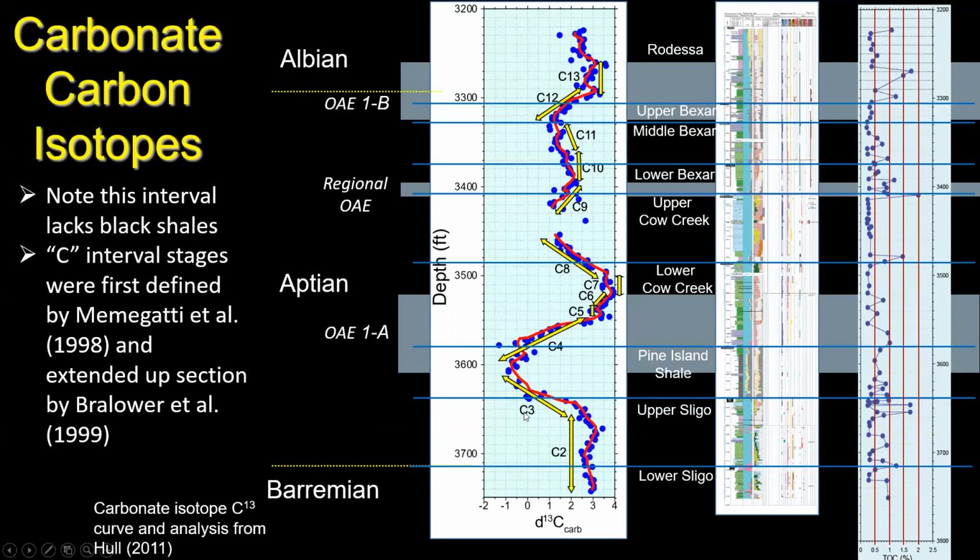These C notations, as you've seen here, going up the section, are labels for parts of the Aptian-Albian isotope curve and were first defined by Menegatti et al. 1998 and extended up section by Bralower et al. 1999. It's very interesting: these C segments are recognized worldwide. I'll show you some slides on that this coming week. Also notice that this core section has no highly organic-rich black shale commonly associated with well-developed OAEs.